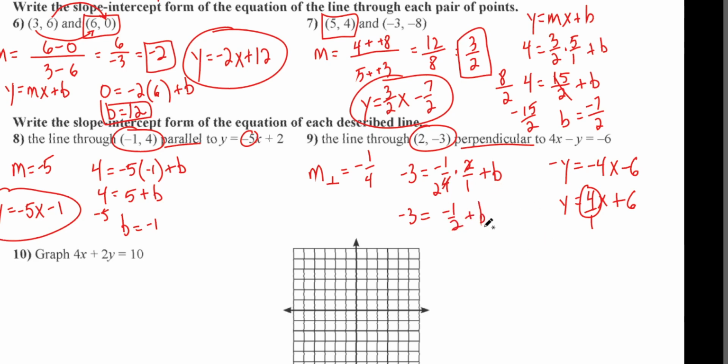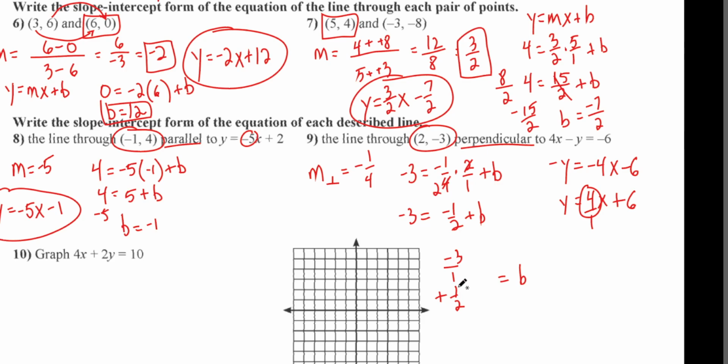Let's get rid of the 1/2, get b by itself. So I'm going to add a 1/2. So I've got, let's just do it like this. Negative 3, right, plus 1/2. And that's going to equal b. All right? I'm doing it kind of weird, but that's okay.